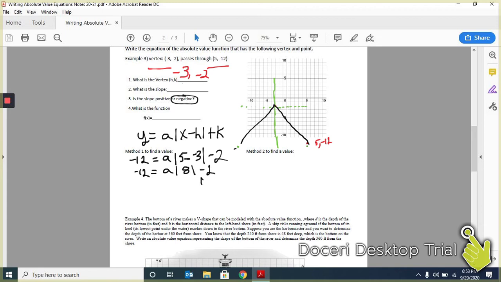I add 2 to both sides. So you have negative 14 is equal to a. The absolute value of 8 is still 8. So divide by 8. So I know that my a value is going to be negative 7 over 4. Okay. So that would be my a value right there.